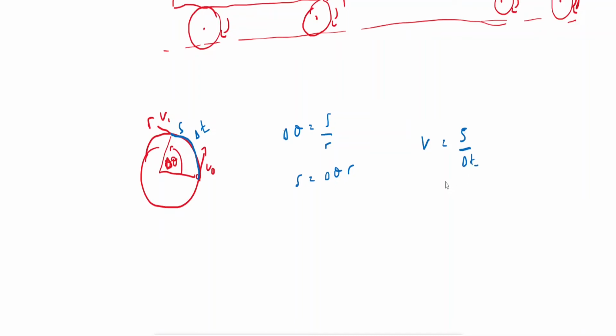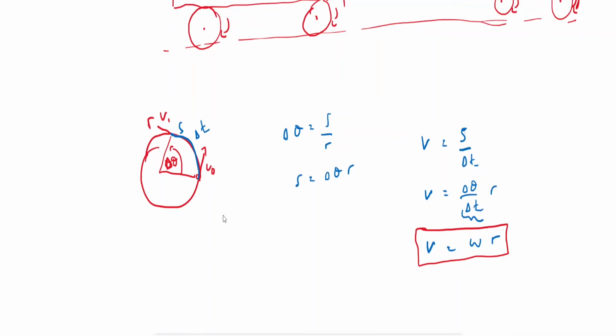If I do that and substitute, this is delta theta divided by delta t, multiplied by r, but this is omega multiplied by r. Remember, delta theta over delta t is the same as omega. So first equation, there it is: v equals omega r. This is the only one I'm going to derive. The other ones I'm not going to derive. I'm just going to give them to you as facts.